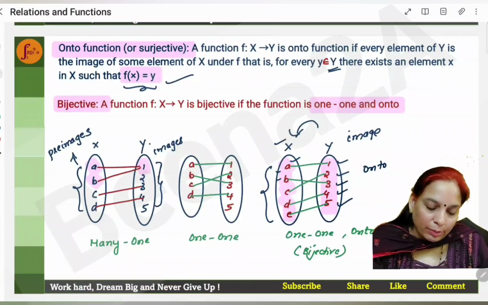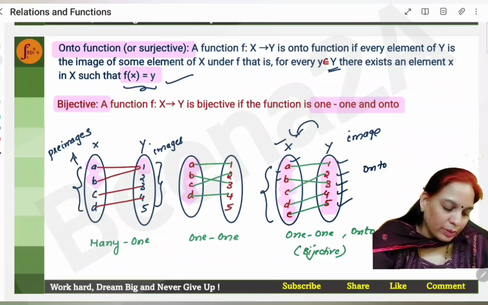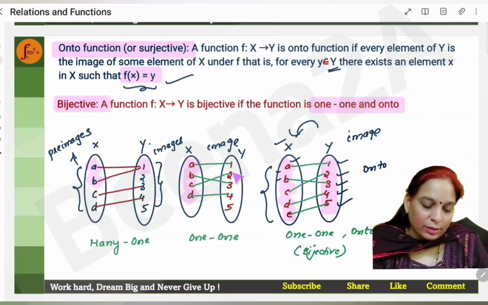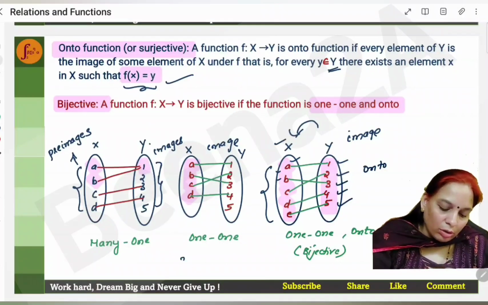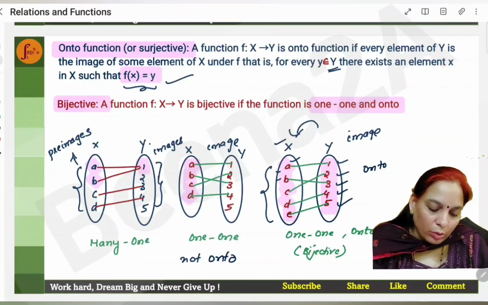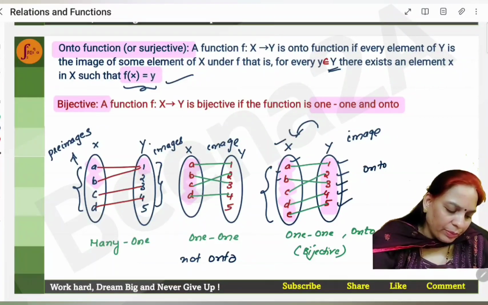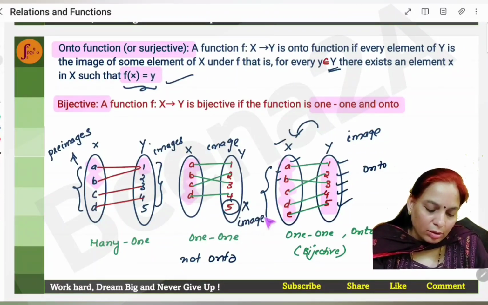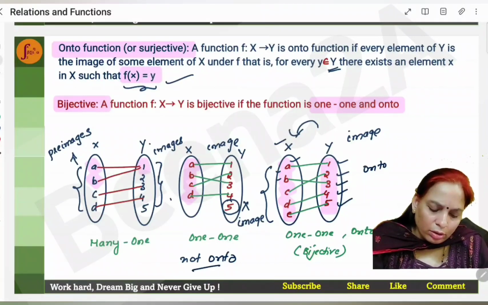Now if you look at this particular example, this is 1-1 because A, B, C, D each have an image in set Y which is distinct. A as 1, B as 3, C as 2, D as 4. So this is 1-1. But this is not onto. This is not onto because 5 is not mapped to any element in set X. This is not an image of any element in set X. Therefore, this is not onto.